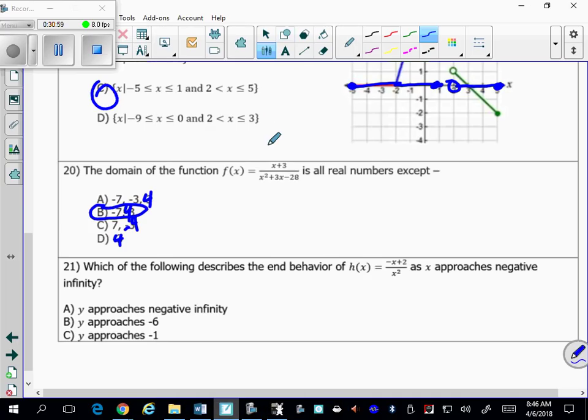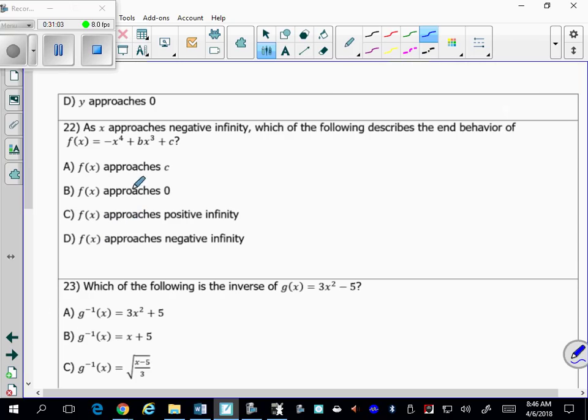Next one, number 22. When you're substituting these in, only look at the term with the biggest exponent. Everything else doesn't matter when you put it in the calculator. It's all about the biggest exponent. That gives you the shape of the graph. So let's look at that.